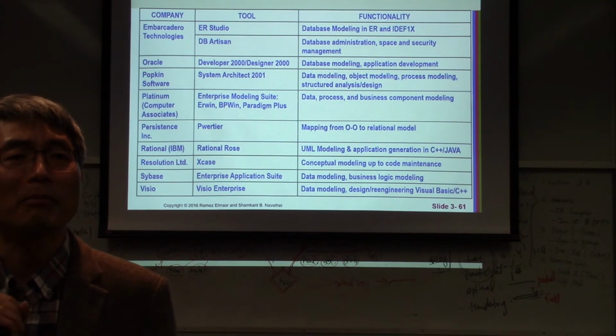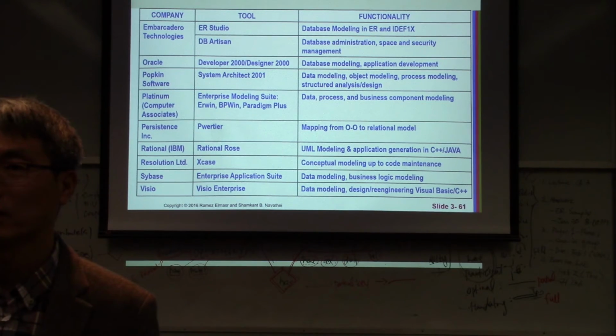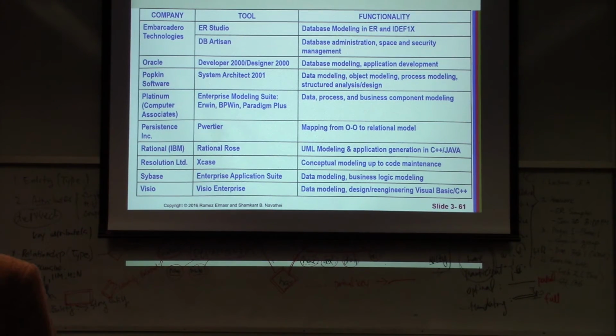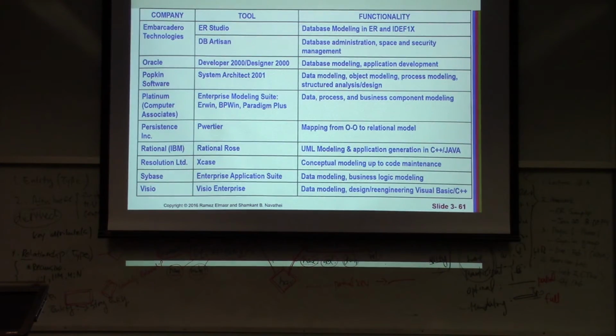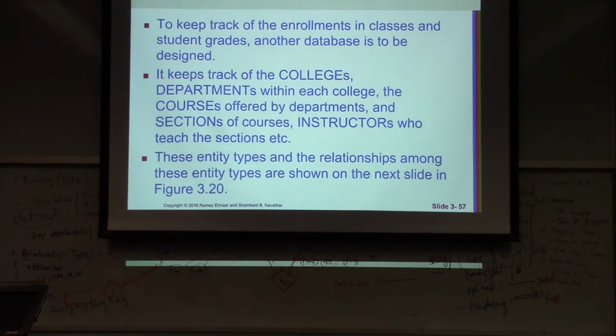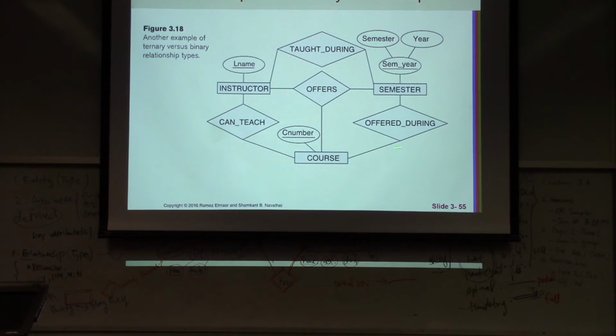Erwin software is one of the most popular modeling tools. It's not just a modeling tool, it's also project management, so you will realize that. But in our class, we will use the Erwin software as a modeling tool. We will see a little bit more of the ternary relationship and so on next class.